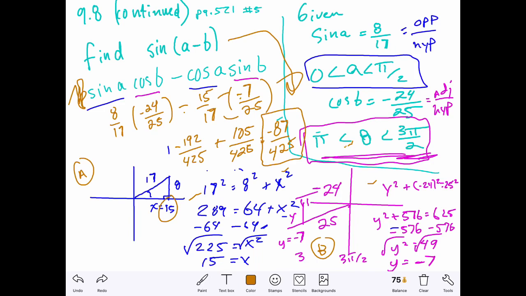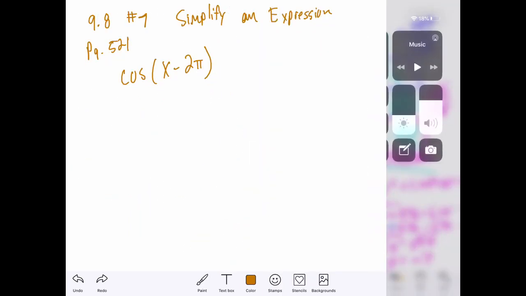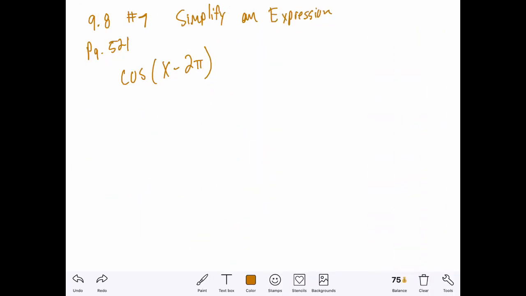Okay, let's now look at another part of the section. Okay, guys, let's continue here in 9.8, simplify an expression. So let me do one in addition to the one there in the book here. Number 7 on 521, cosine of x minus 2 pi. Okay, so again, we're using the difference formula there, cosine of A minus B, which is cosine A cosine B plus sine A sine B.